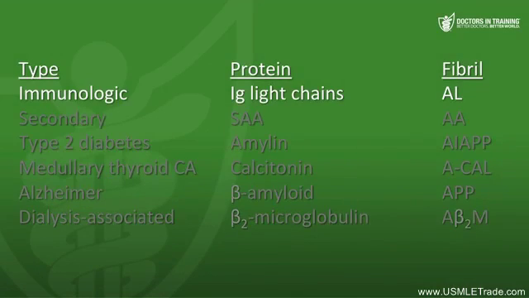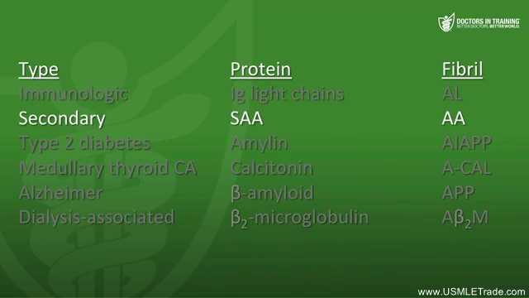There's immunologic amyloidosis, such as in multiple myeloma, which is where you have proliferation of plasma cells that are just making way too much immunoglobulin. And it's specifically the antibody light chains that cause the problems, and they coalesce to form AL proteins. So AL is for amyloid light chains. This is also called primary amyloidosis.